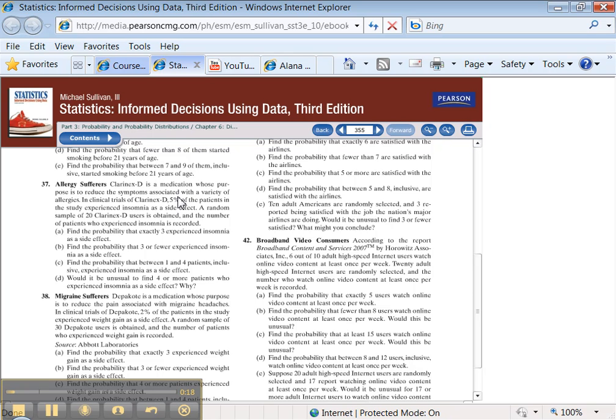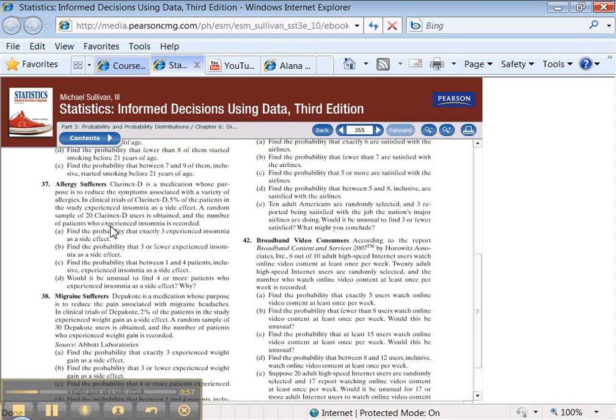In clinical trials of Clarinex D, 5% of the patients in the study experienced insomnia as a side effect. A random sample of 20 Clarinex D users is obtained, and the number of patients who experienced insomnia is recorded. Now, it's important to note before we even go anywhere that this is a binomial experiment. You have a set n, you're looking at 20. You have a set p, probability of success of 5%. And because these are random patients, whether one person has insomnia has no effect on whether another person has insomnia. So they're independent trials. Great.